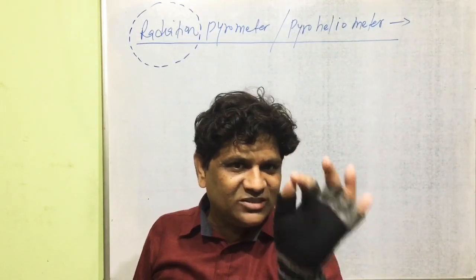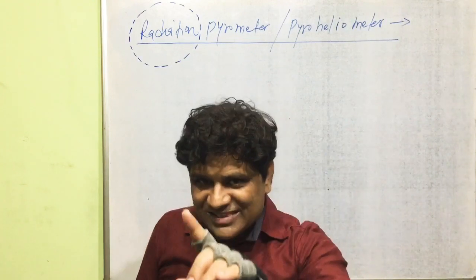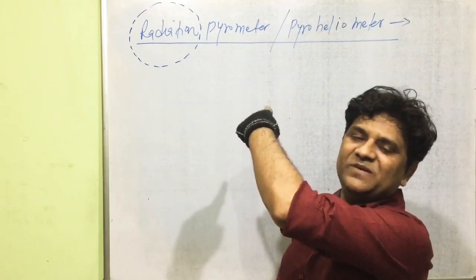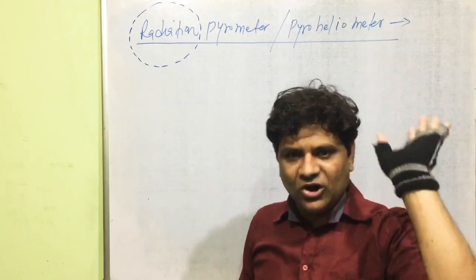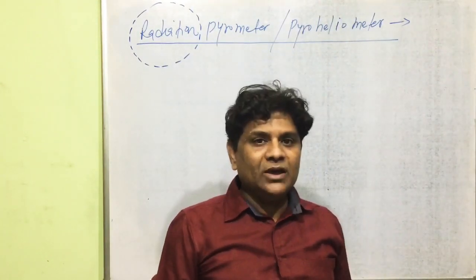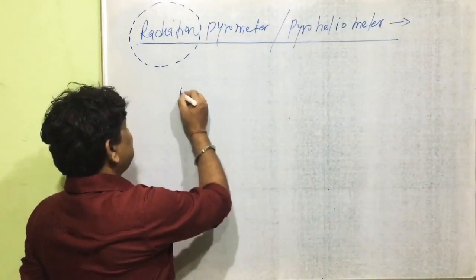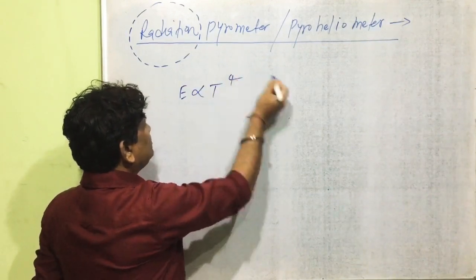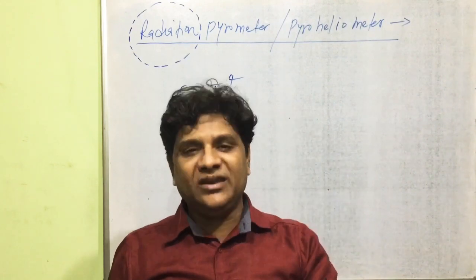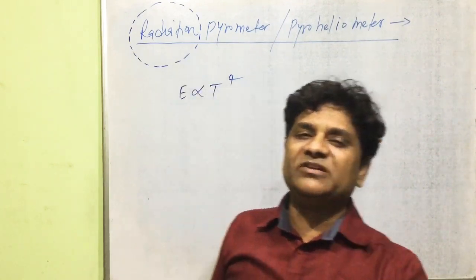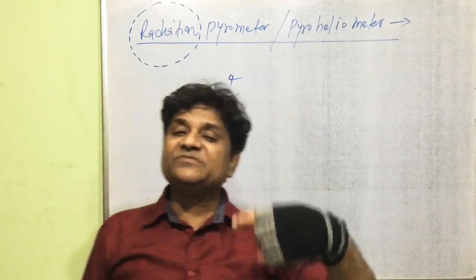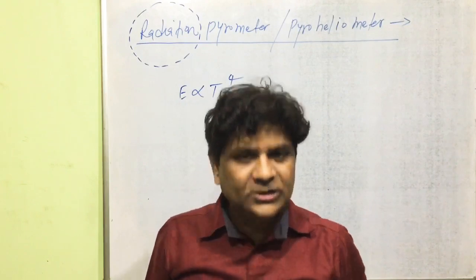Stefan's law is the principle of radiation. So this thermometer is based on the principle of Stefan's law. Now what is Stefan's law? E is directly proportional to T to the power 4. E is the energy radiated per second per unit area, and it is directly proportional to the fourth power of absolute temperature.